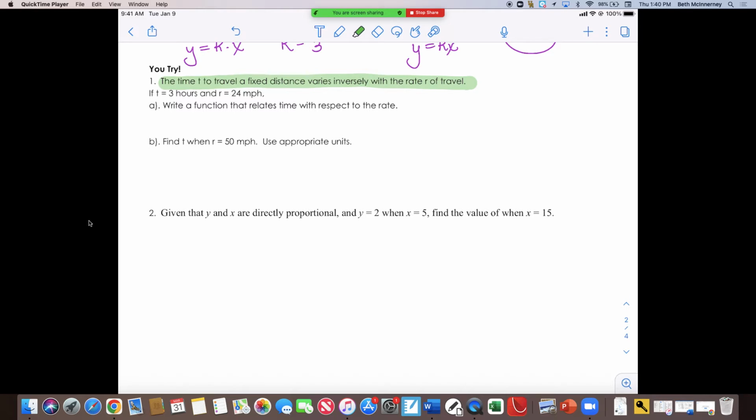All right, discuss at your table. See if you got the same K value in number 1. And if you got as far as part B, see if you got the same T value when R is 50. Okay, discuss at your table, number 1.